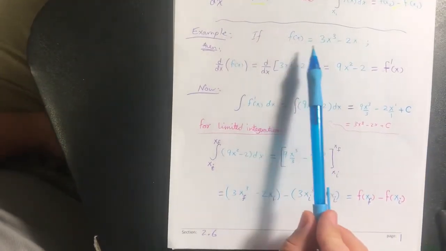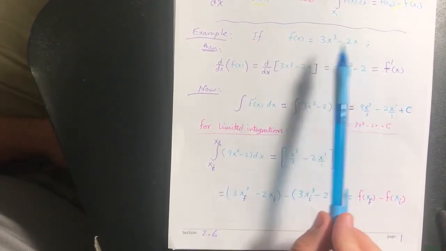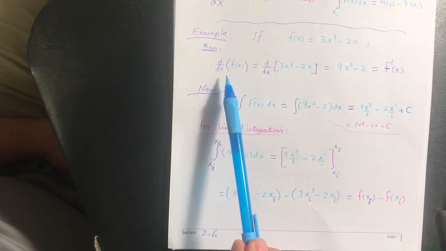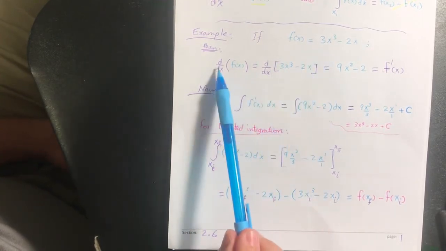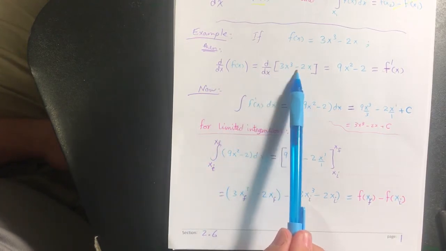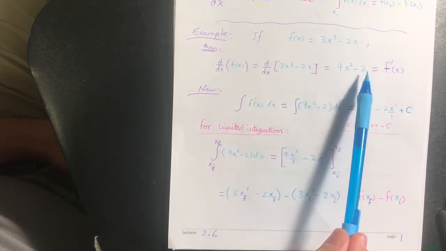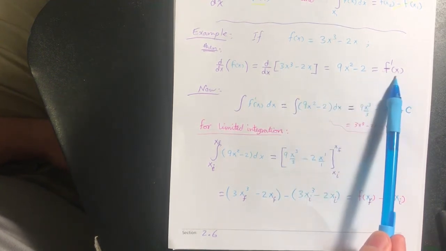If we have f of x equal to 3x cubed minus 2x, what is the differentiation of that function? d/dx of f of x is equal to d/dx of 3x cubed minus 2x, which is equal to 9x squared minus 2, which is f prime of x.